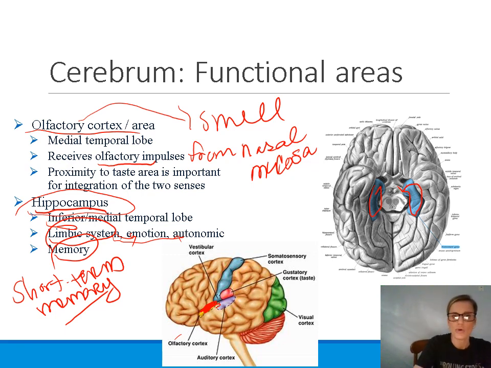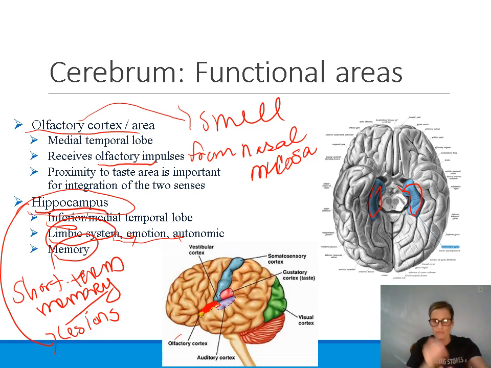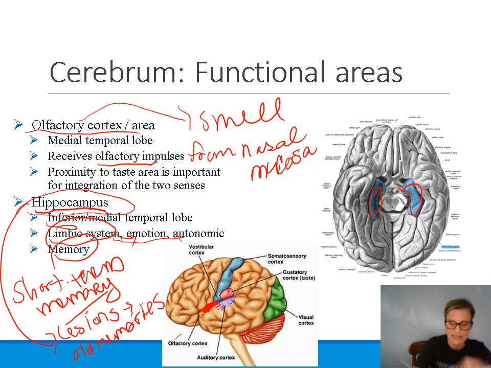So for example, people who have hippocampal lesions have difficulty forming new memories. However, with a hippocampal lesion, old memories, so memories that are already established and stored in long-term storage, are unaffected. So old memories are not affected with hippocampal lesions, but the ability to form new memories is affected.